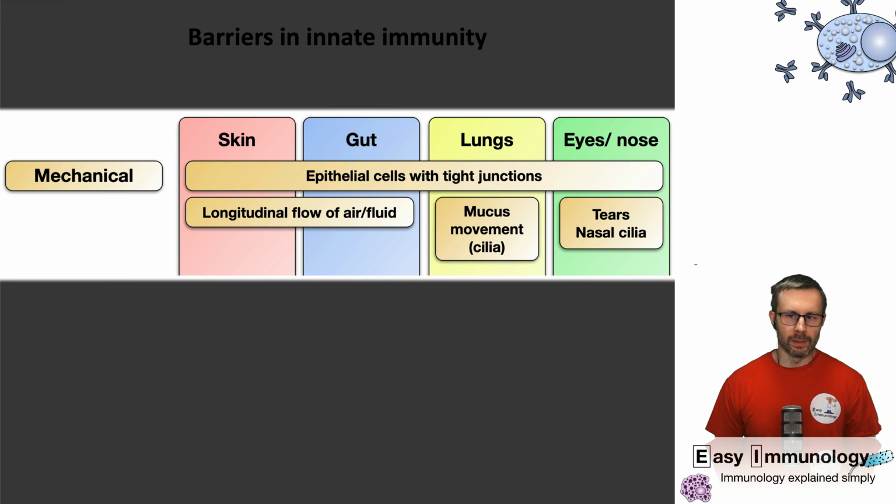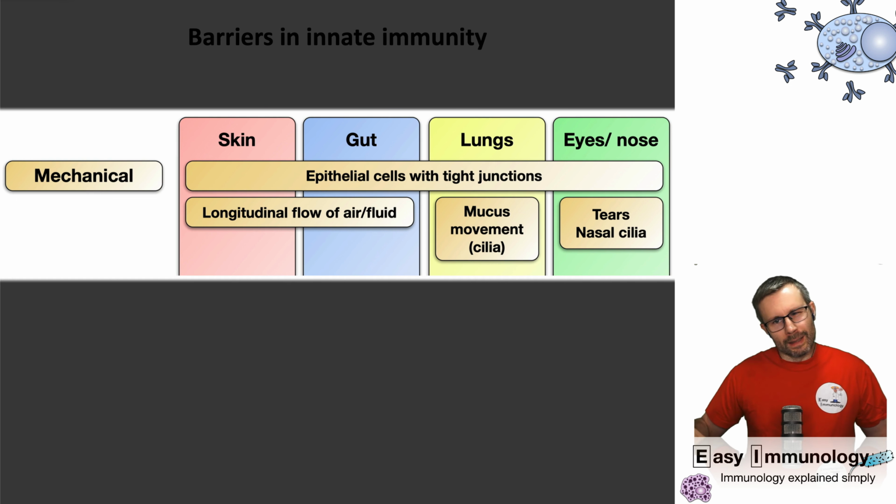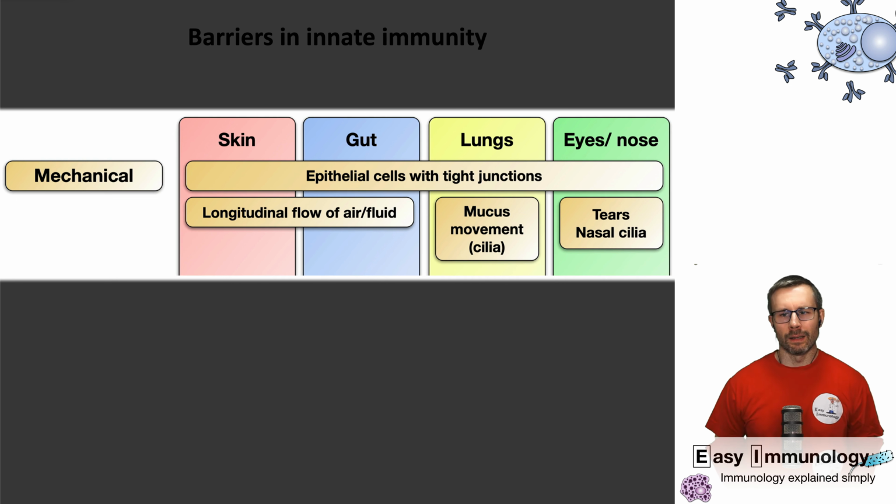Okay. In addition to the mechanical barriers formed by the epithelial cells with the tight junctions, we have other types of mechanical barriers. You have, for example, the longitudinal flow of air and fluid in the skin and in the gut. So what does this mean? So basically your skin, your gut, especially your gut and your lungs, are inside your body, but they're basically connected directly to the outside. So there we have all the pathogens that are normally outside in your body because you eat non-sterile food and you breathe in non-sterile air.